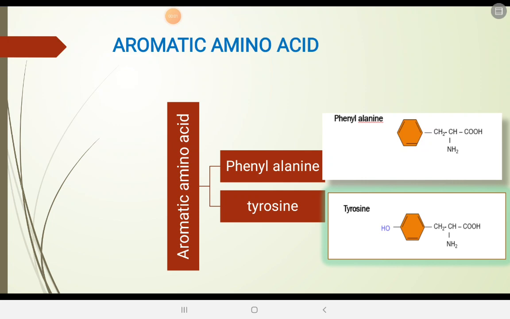Hi students, in the previous class we studied aliphatic amino acids. In this class, aromatic amino acids. There are two examples of aromatic amino acids. The first one is phenylalanine and the second one is tyrosine.